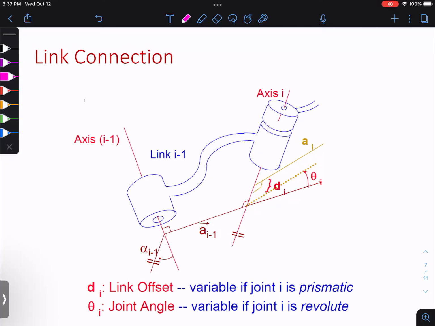Now, if we had a prismatic joint, we could have an offset plus a prismatic joint for d_i. For theta, we could also have an initial angle for a joint plus some rotation that is going to happen after that initial angle. Right.